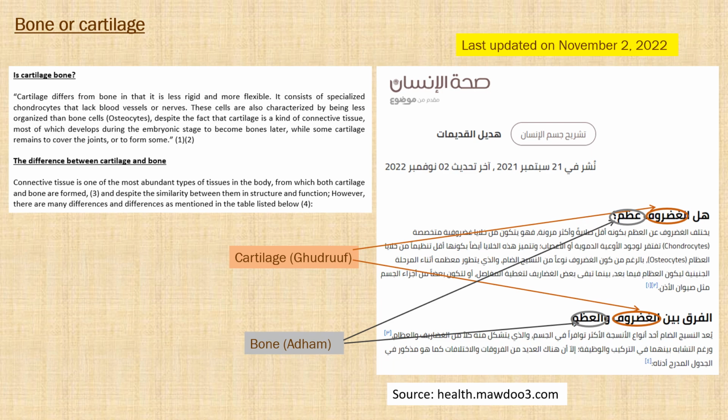The title says, "Is cartilage bone?" going on to say azm, bone, and gudruf, cartilage, are not the same thing. Here is the article, both in the original Arabic and English translation. The link is below. It says cartilage differs from bone in that it is less rigid and more flexible, going on to say, despite the many similarities between them in structure and function, however, there are many differences.